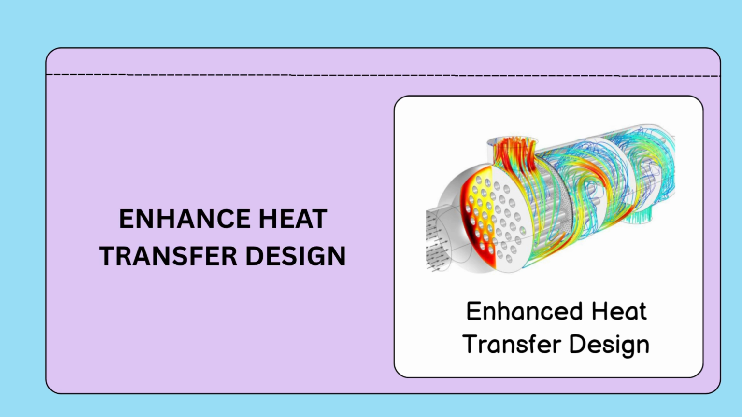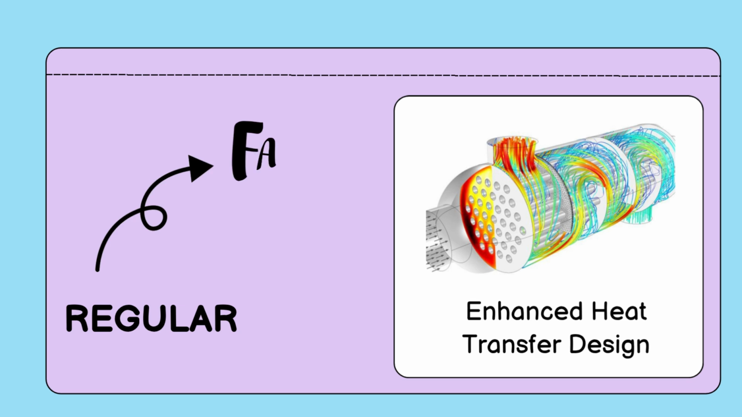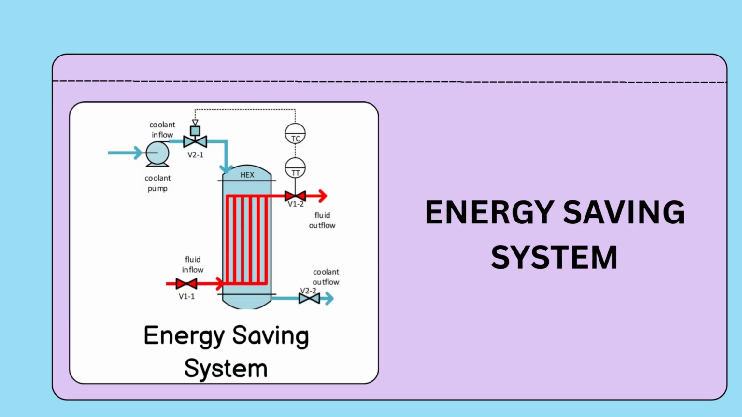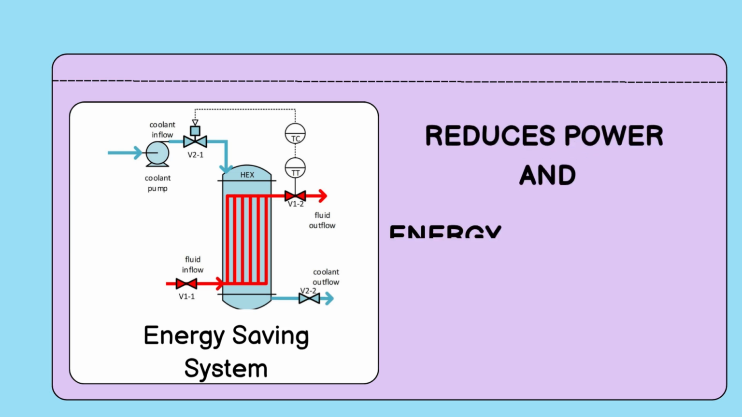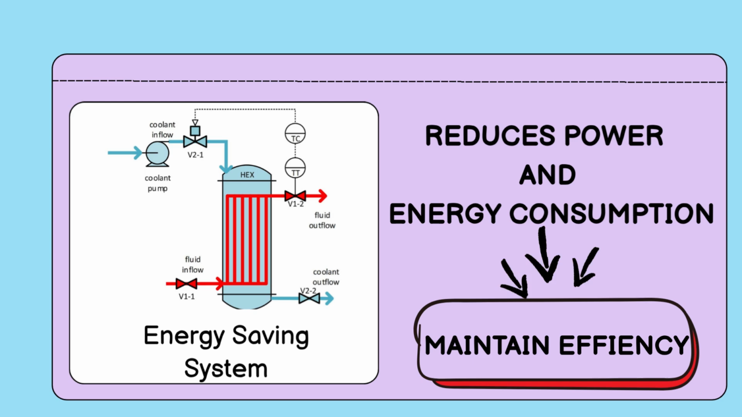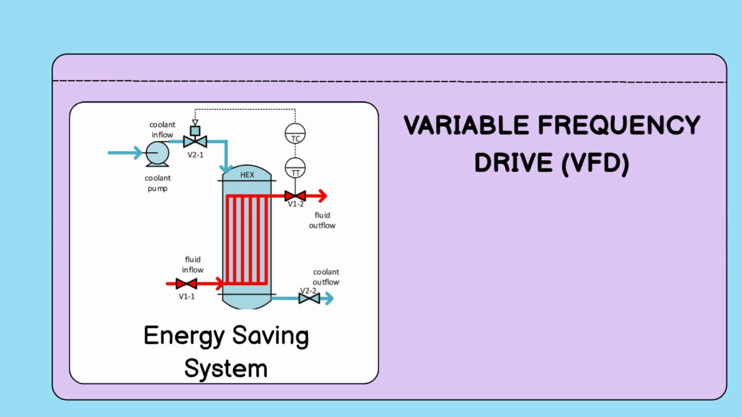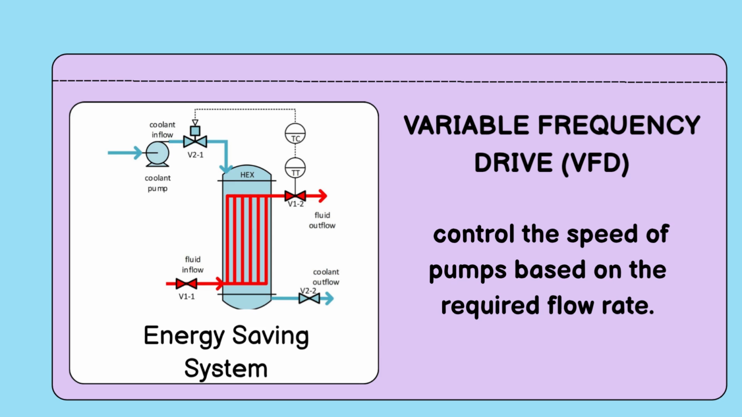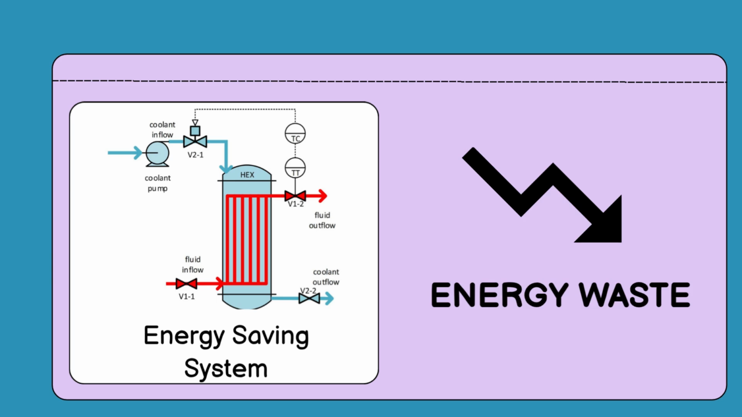Think of it like upgrading a regular water pipe to a fancy wrapped one that makes the liquid flow more efficiently. Next is the energy saving system. The apparatus uses an energy saving system. This system reduces power consumption while maintaining efficiency. For example, variable frequency drives can control the speed of pumps based on the required flow rate. This means the system only uses the energy that it needs, which helps to reduce energy waste and improve overall efficiency.